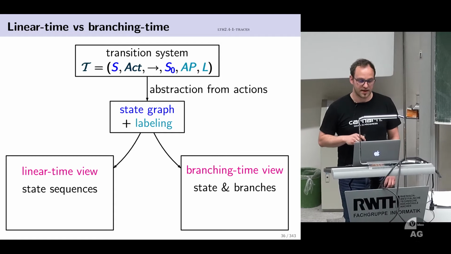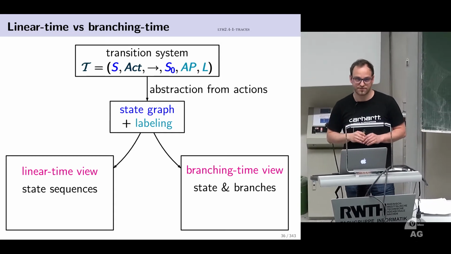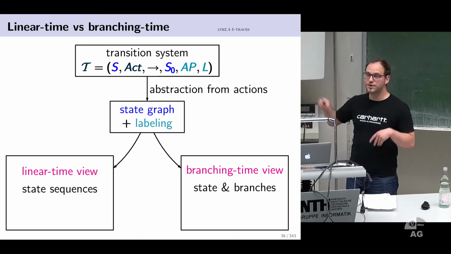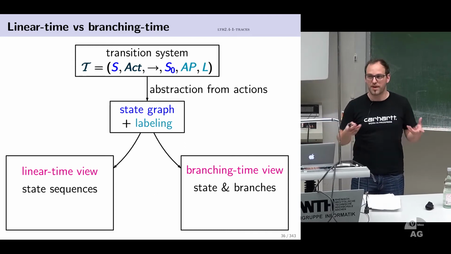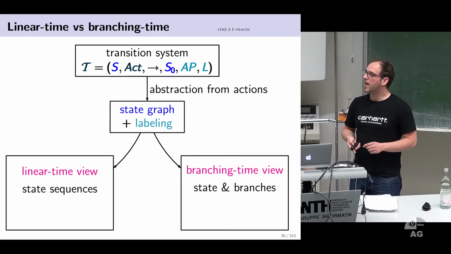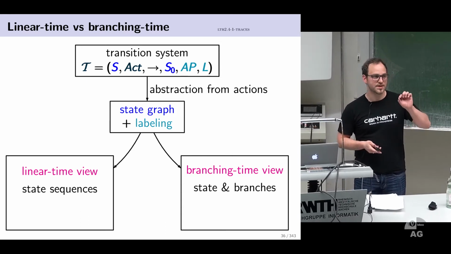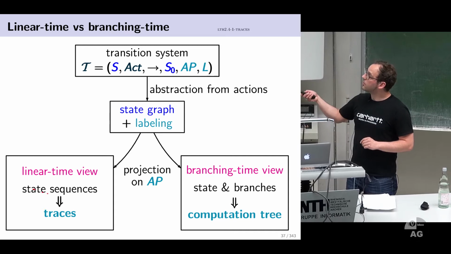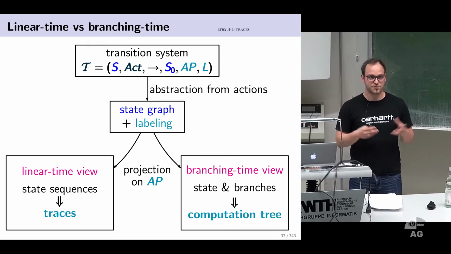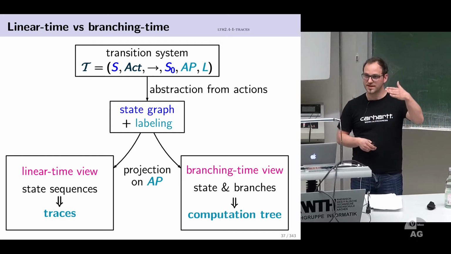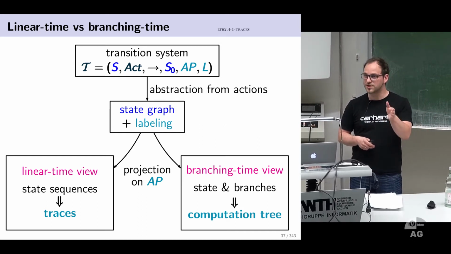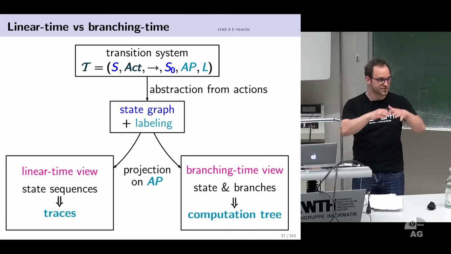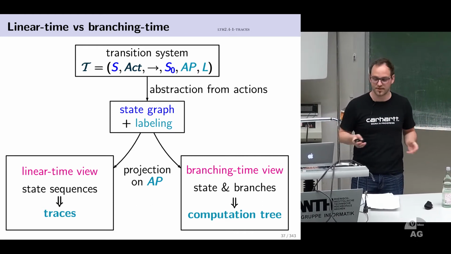Okay, so we've just seen that coming from a transition system, we first abstract from the actions, arrive at the state graph plus a labeling function of the state, and that there are two different views on how to interpret the executions or paths in these transition systems. And what we've done implicitly is we projected onto the atomic propositions of the states. We're going to formalize this now. In the linear time view, this gives rise to the notion of traces. From a path, we can obtain a trace by essentially projecting onto the atomic propositions of the individual states of the path. Here, this is going to be a bit more complicated because you also need to account for the branching structure, so you will intuitively have some kind of tree there.